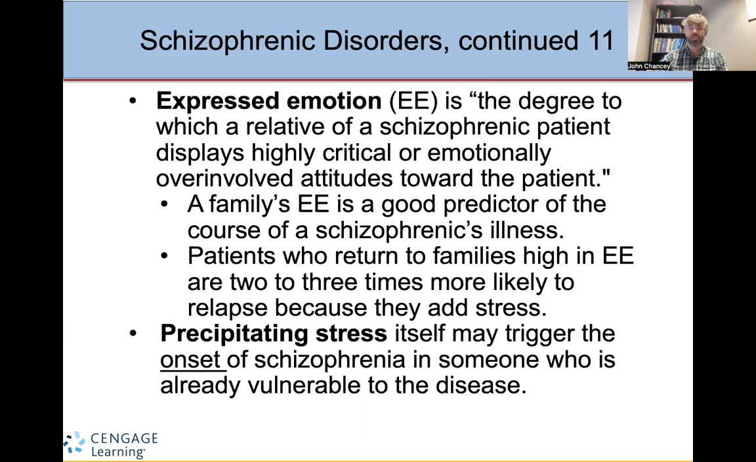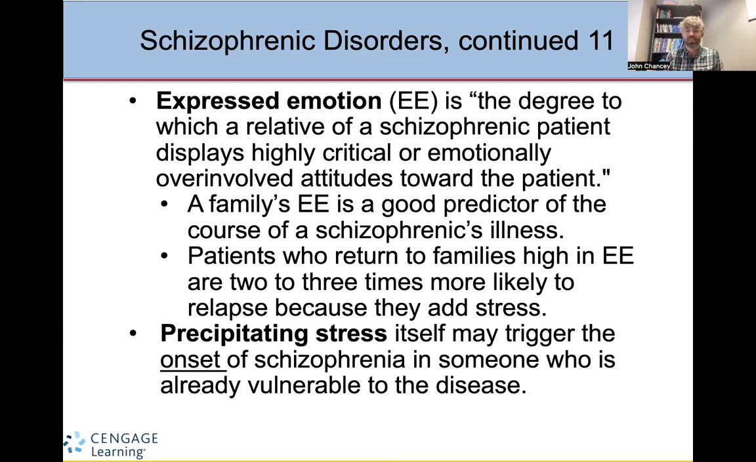There's another theory, expressed emotion, basically the degree to which a relative of a schizophrenic patient displays highly critical or overly involved attitudes towards the client. Their level of expressed emotion is a good predictor of the prognosis of the disorder. Patients who return to families very high in expressed emotion are 2 or 3 times more likely to relapse because they add stress. That criticism, that pressure, those expectations could perpetuate the disorder.